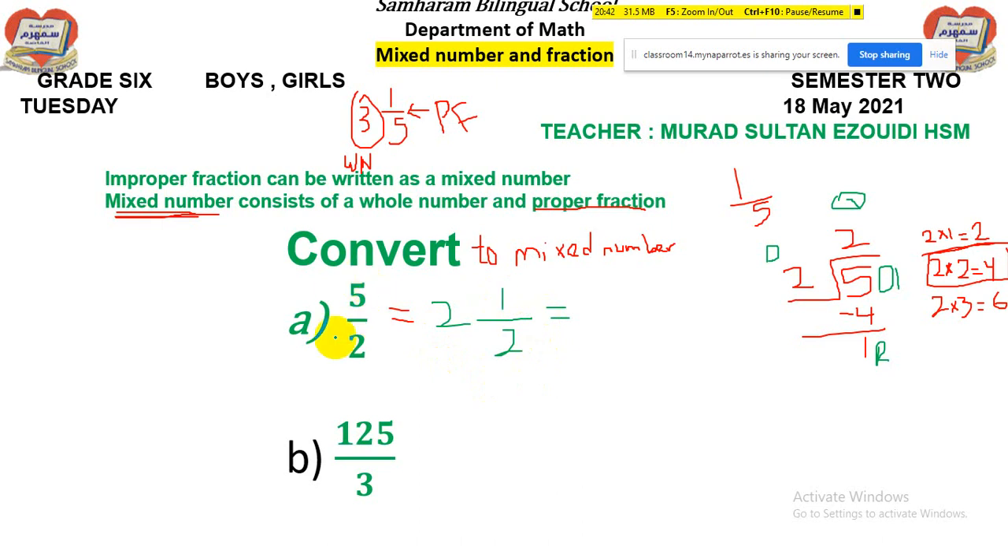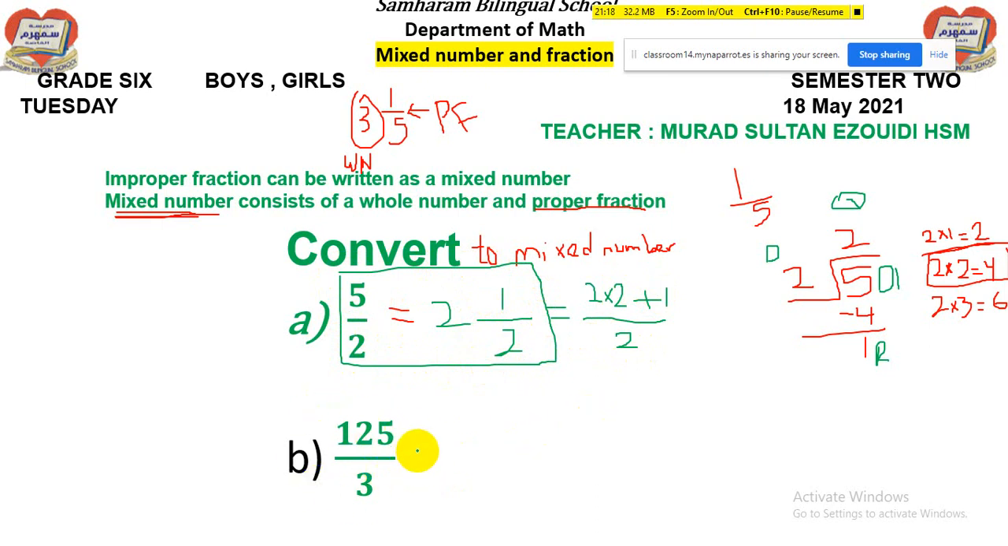If we would like to change back to an improper fraction, we make 2 multiplied by 2. That means the quotient multiplied by the divisor plus the remainder, plus 1, all divided by the divisor. Look, 2 by 2 is 4. 4 plus 1 is 5. This 5, and the divisor is the same. So this is how you can convert an improper fraction to a mixed number. We'll move to the next part.